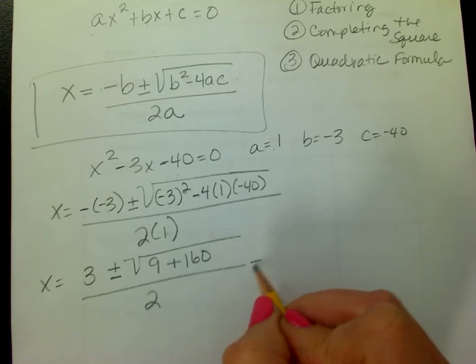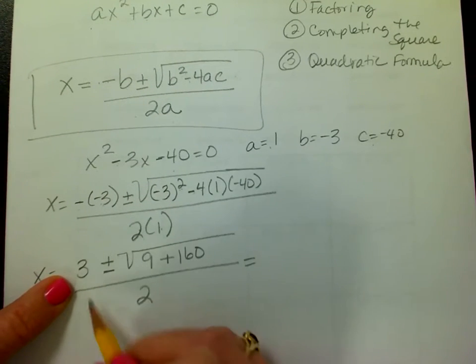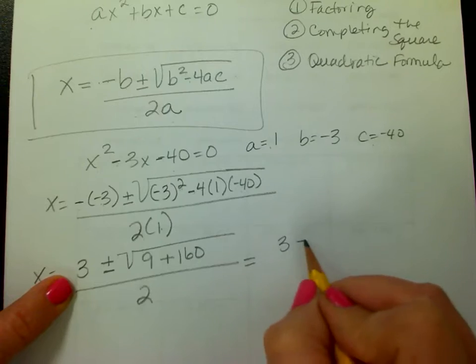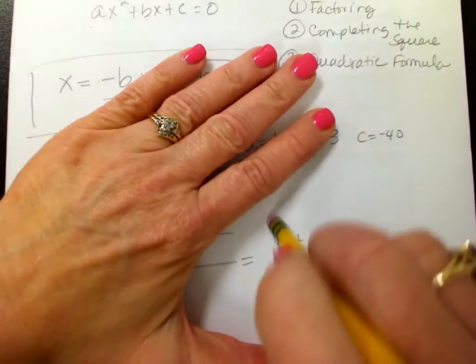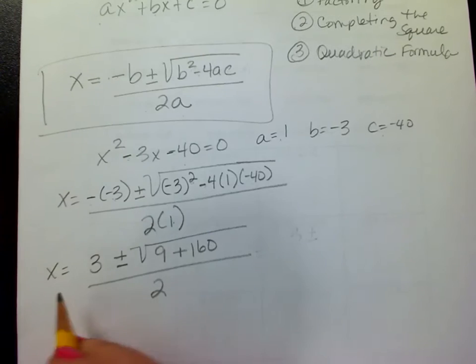And I sometimes will go this way if I have a little bit more room. Or you can bring it down. Now you still have 3 plus or minus. Actually, I'm going to erase that. Sorry. I'm going to go ahead and do it this way. 3 is plus or minus.